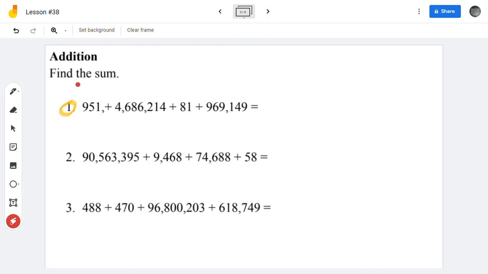The next section we're going to go over is addition, find a sum. So this is pretty easy. You're just adding them. Ignore this comma, it's not supposed to be here.